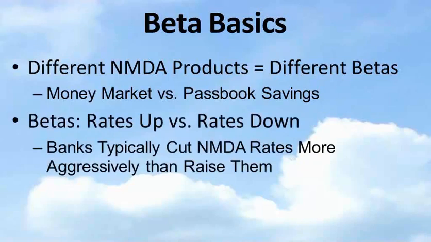The second thing you need to think about are rates up versus rate down. Banks typically cut their non-maturity deposit rates much more aggressively when rates are on their way down than they raise them on the way up. So again, you're typically going to have a different set of betas for rates up and rates down environment. And of course, this will be important for your interest rate risk modeling. Again, I recommend that you have relatively speaking very high betas on the rate down scenarios, much less so on the rates up scenarios.